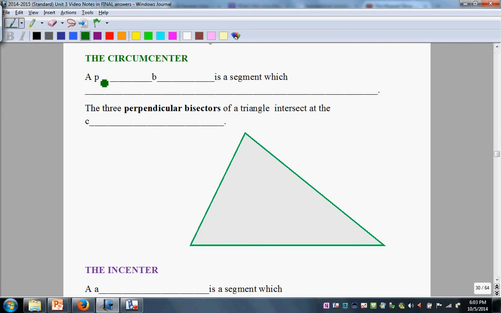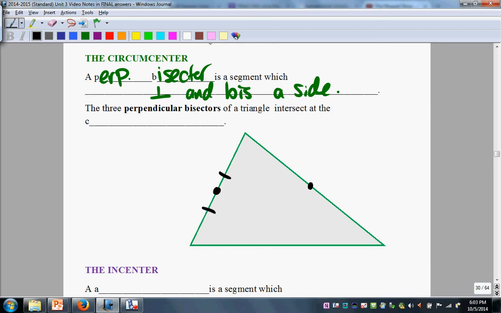Perpendicular bisectors. When you have a perpendicular bisector, it simply is perpendicular and bisects a side. Has nothing to do with the triangle corners. That's very important. Because we're bisecting a side, you start with the midpoints again, but you're not aiming for the corners. So you have your midpoints, and then you simply draw a segment that's at right angles through that midpoint.